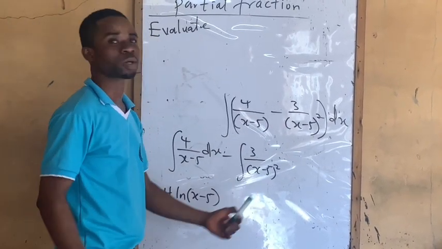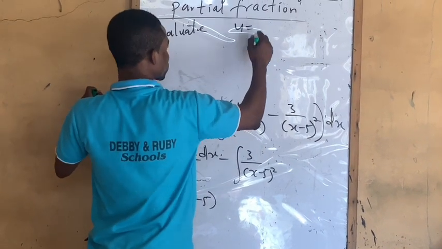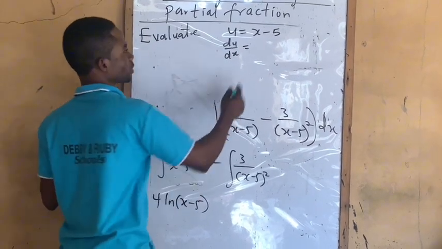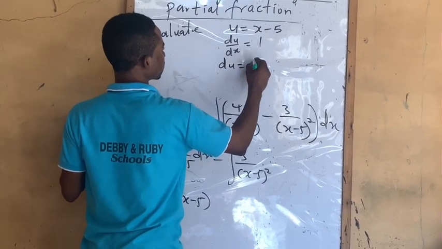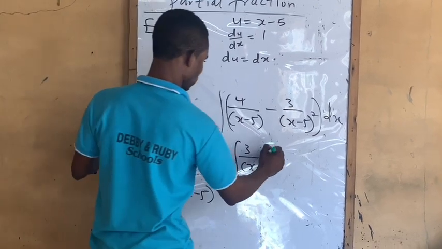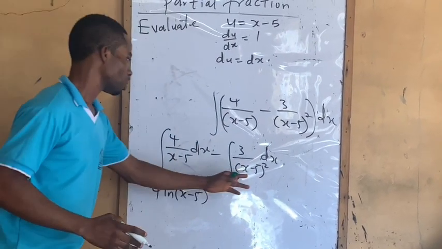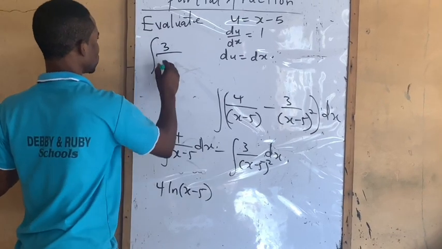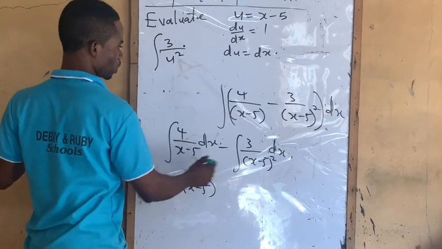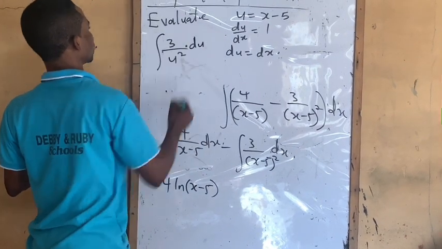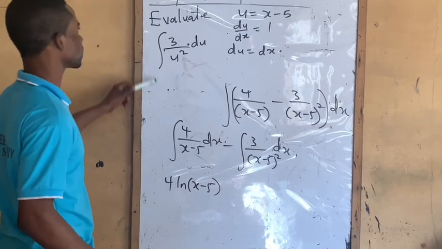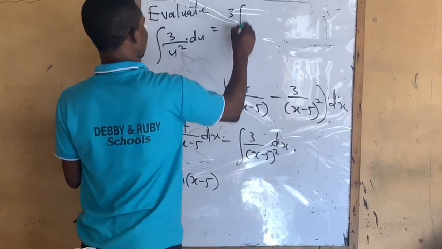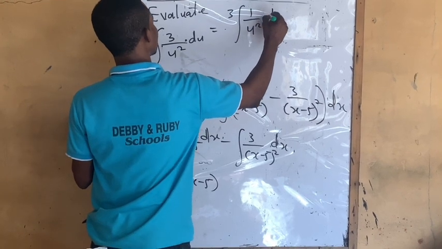So if I want to integrate this, I need to represent this x minus 5. Let me represent it by u. U equals x minus 5. Then du over dx is 1, and that means du equals dx. Now, the integral of 3 all over u squared, multiplied by my dx, which is actually du. I can bring the 3 out, and it is 3 integral of 1 all over u squared, du.